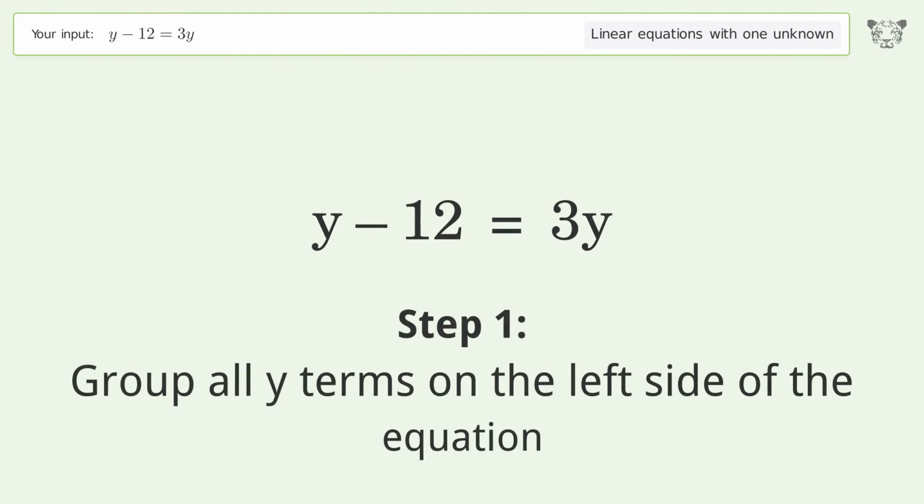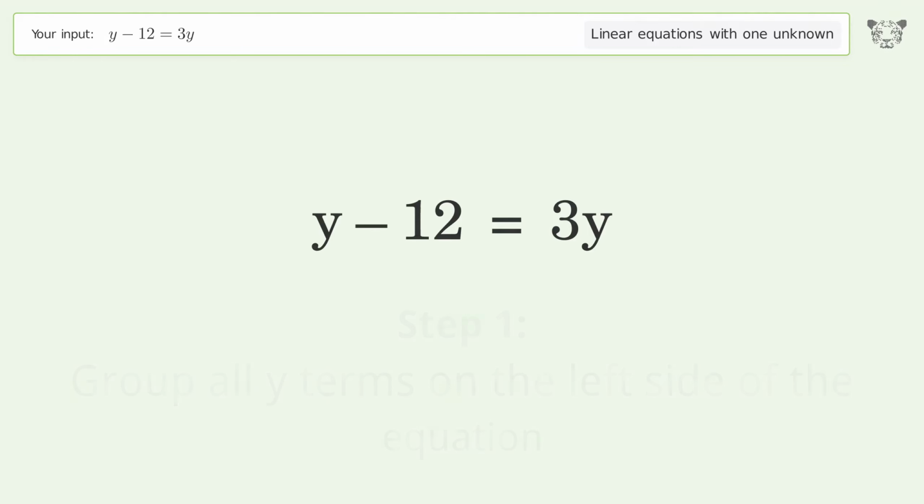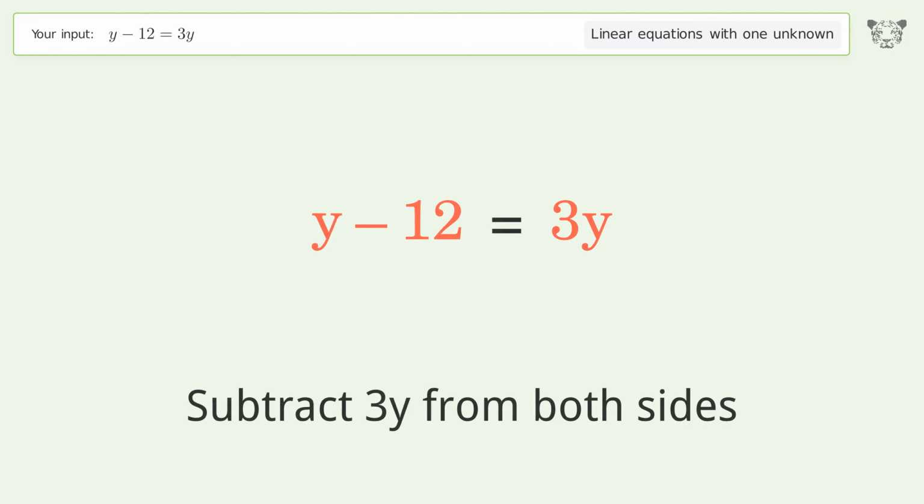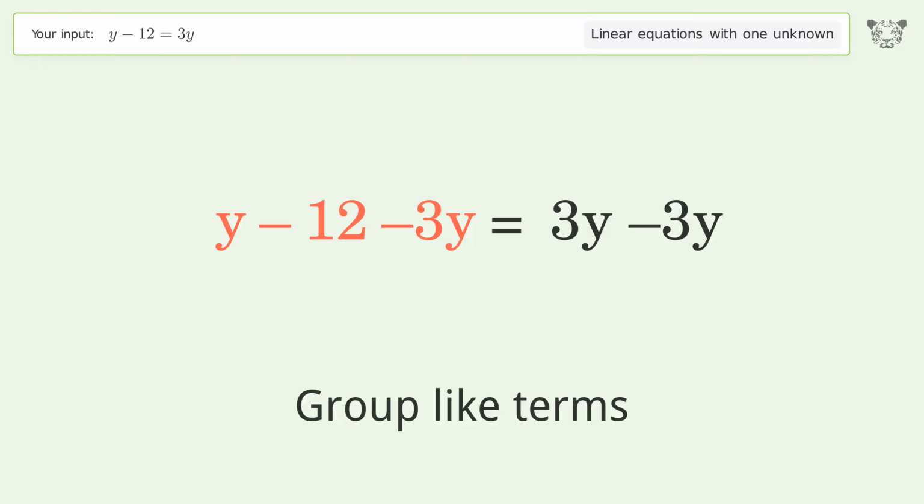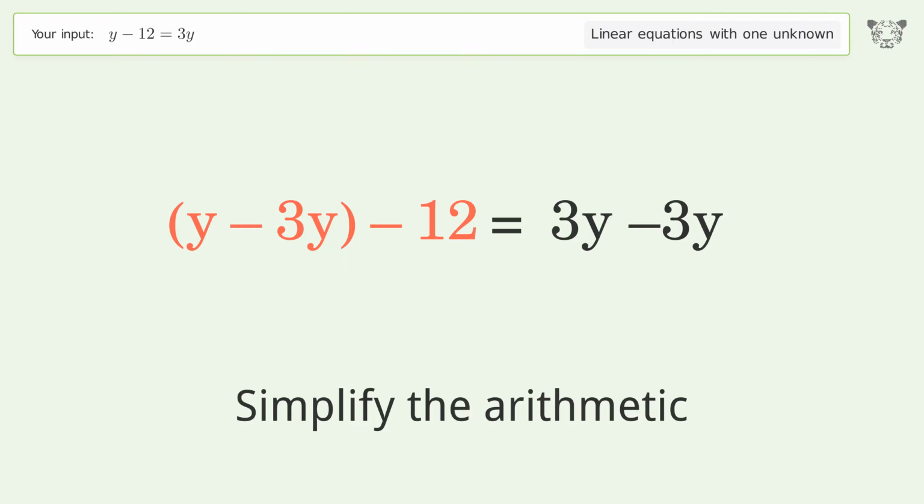Group all y terms on the left side of the equation. Subtract 3y from both sides. Group like terms. Simplify the arithmetic.